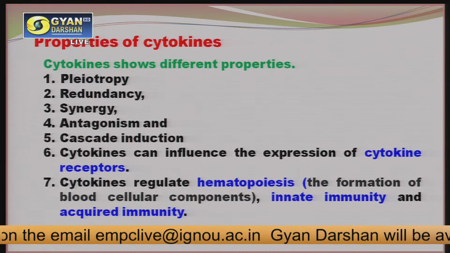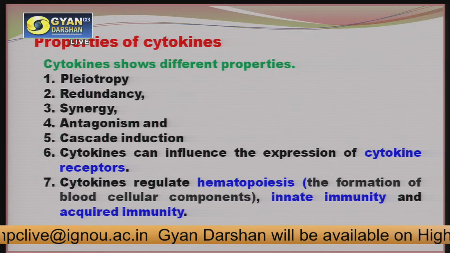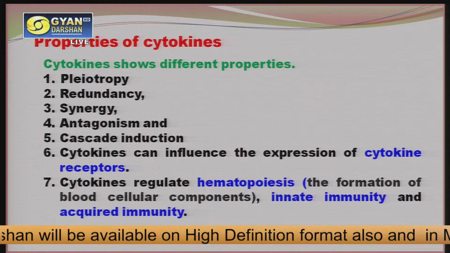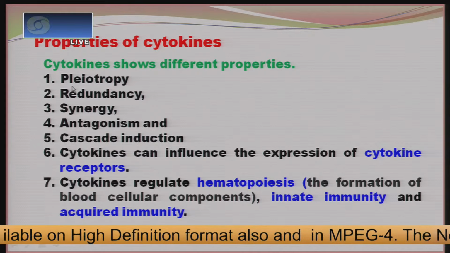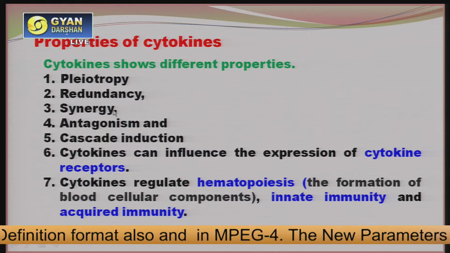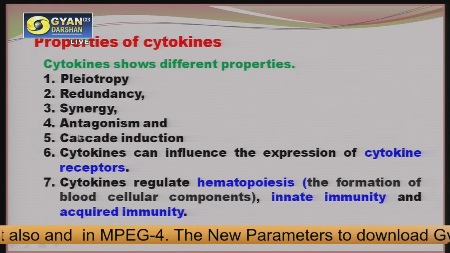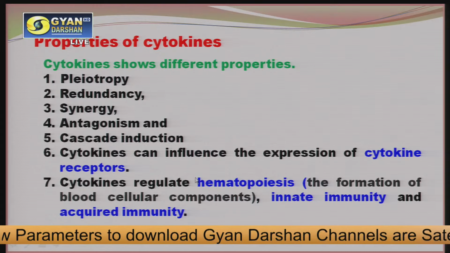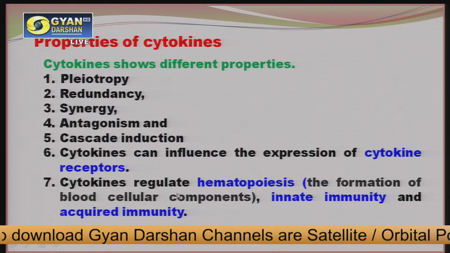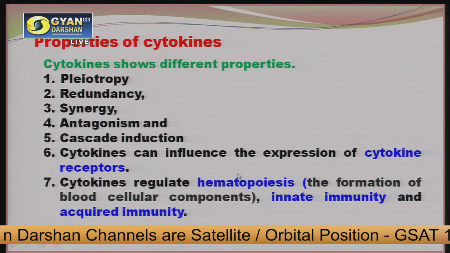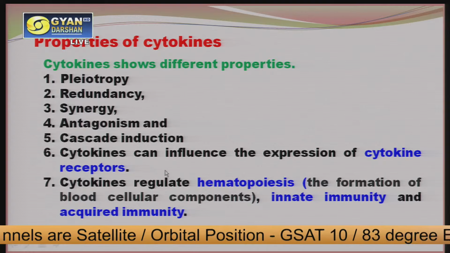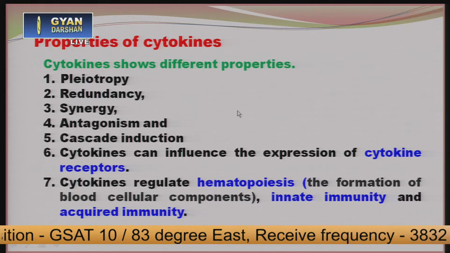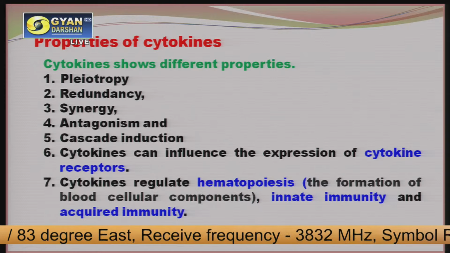Another thing I want to discuss is the properties of the cytokines. There are several properties of the cytokines. Number one is pleiotropy, then redundancy, synergy, and antagonism. And cytokines can influence the expression of cytokine receptors, and cytokines regulate hematopoiesis. So these are the seven very important properties of the cytokines. I want to discuss them one by one.